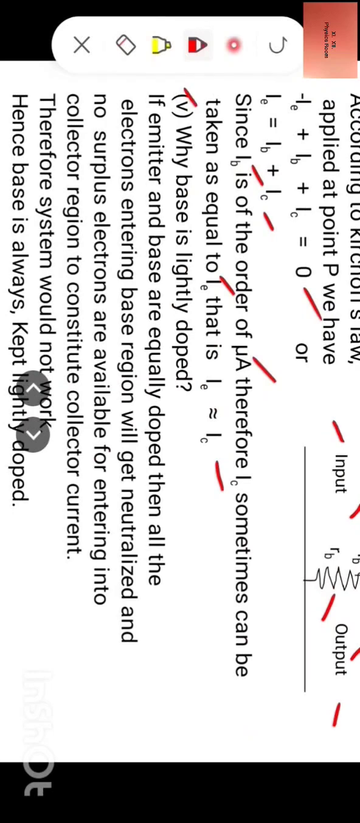Now fifth, question arises, why base is lightly doped? If emitter and base are equally doped, then all the electrons entering base region will get neutralized and no surplus electrons are available for entering into collector region to constitute collector current. Therefore, system would not work. Hence, base is always kept lightly doped.